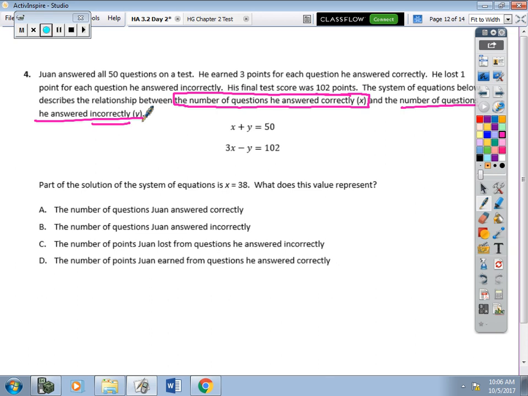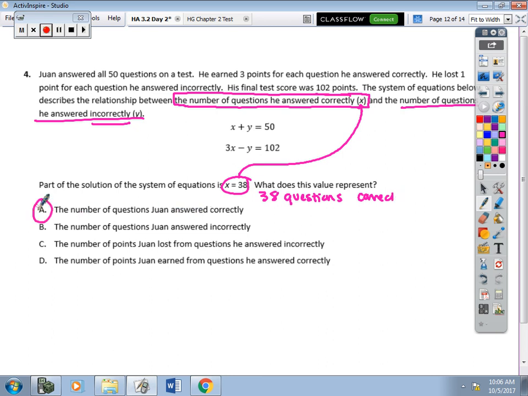So if we read through the problem, it says part of the solution of the system is x equals 38. So if you were to solve this, you would actually get a solution of x equals 38. What does this value represent? So we actually don't have to solve it. They solved it for us. We just need to go back up and see how did they define x. X is the number of questions he answered correctly. So this means that he answered 38 questions correct. So that would be the number of questions Juan answered correctly.